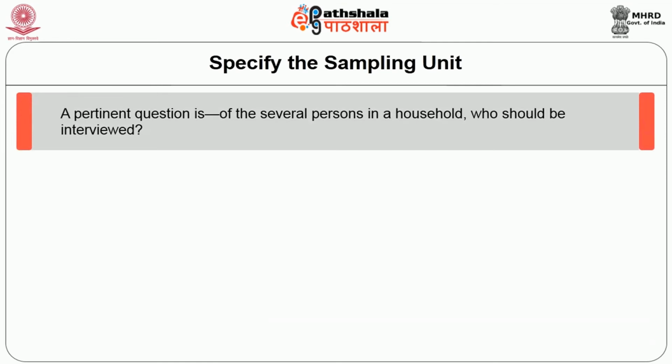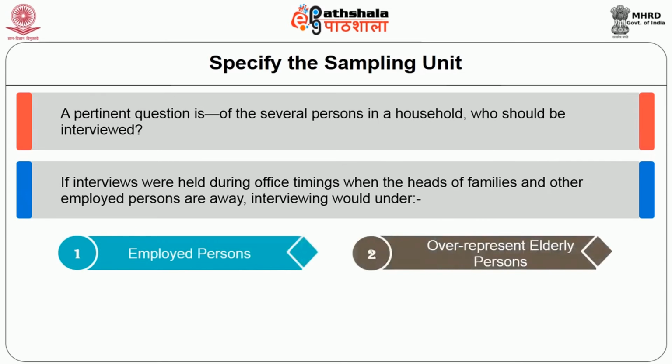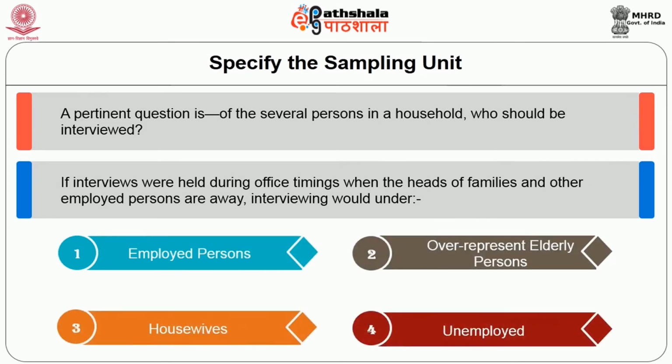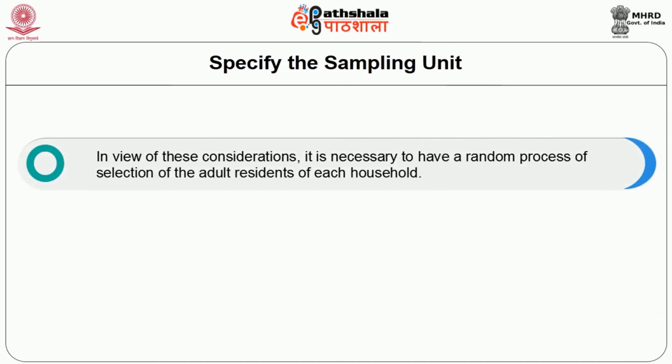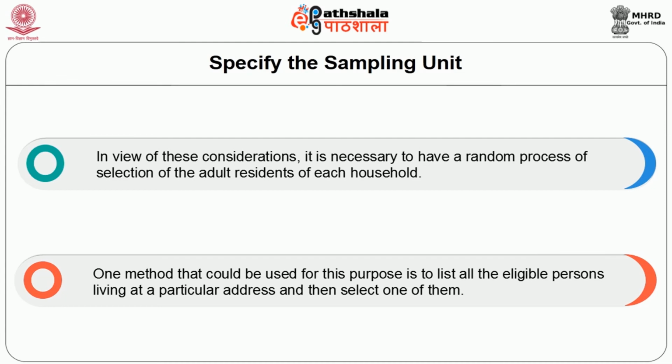Thus, in personal interviews, a pertinent question is, of the several persons in a household, who should be interviewed? If the interviews were held during office times, then the heads of the families and other employed persons are away. Interviewing would underrepresent employed persons and overrepresent elderly persons, housewives, and unemployed. In view of these considerations, it is necessary to have a random process of selection of adult residents of each household. One method that could be used for this purpose is to list all the eligible persons living at a particular address and then select one of them.